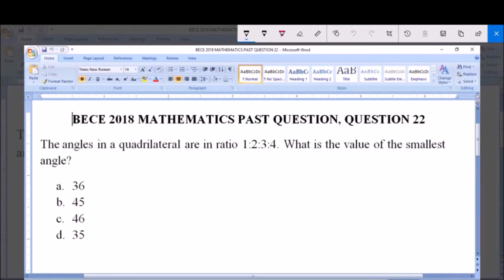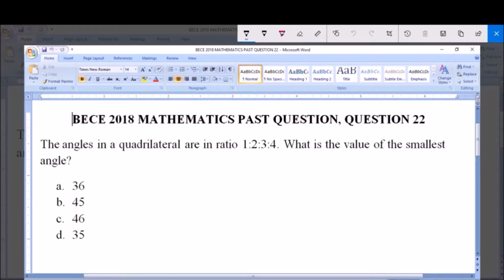Today we're going to be dealing with BECE 2018 Mathematics Past Question, question 22. The angles in a quadrilateral are in the ratio 1:2:3:4. What is the value of the smallest angle? A 36, B 45, C 46, and D 35.